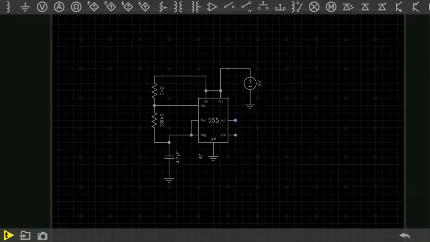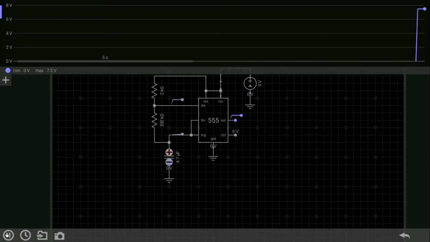Circuit diagram, we have the 2 kilo ohm resistor between pin 7 and 8, and the 330 kilo ohm resistor between pin 7 and pin 6. And you can see right here, we have pin 6 and pin 2 connected, and pin 4 and pin 8. And we have our capacitor right here, and this is just supplying power. So if we play this, a simulation will occur.